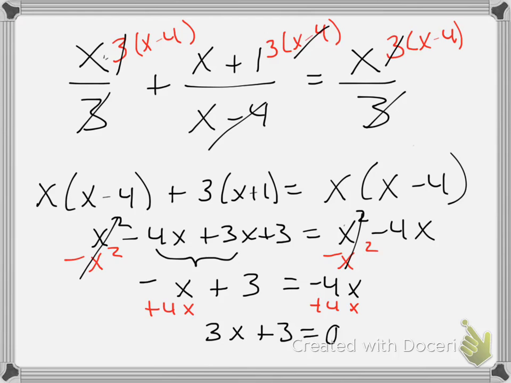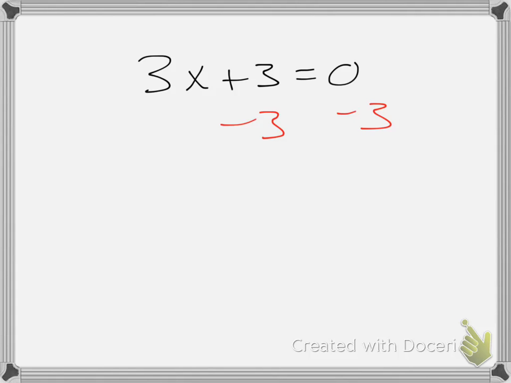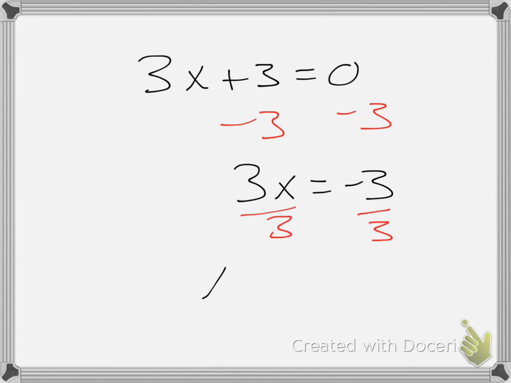So again, I have 3x plus 3 equals 0. Now I'm going to solve for x. I'll subtract 3, so now I have 3x equals negative 3. And lastly, I divide by 3, and we get x equals negative 1.